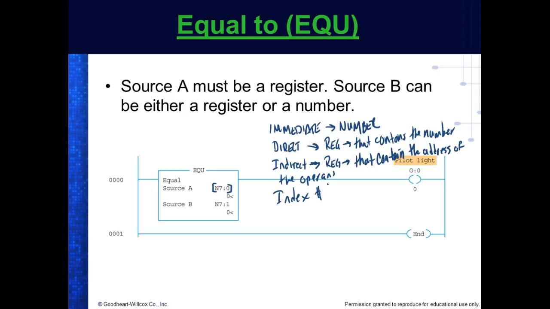But how do we get to it? So immediate means this would actually be the number I'm going to compare it to. If I'm not going to compare it to that number, it's going to be somewhere, then we're going to specify another way, either directly or indirectly. So understanding the addressing modes of a PLC is very, very important because this is how you address those operands. So the brackets will only be used in indirect address?